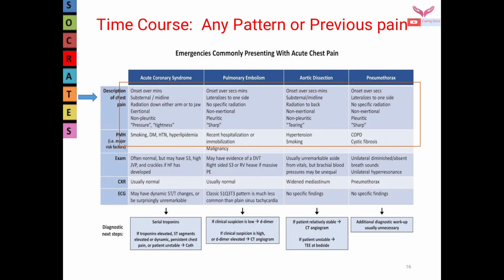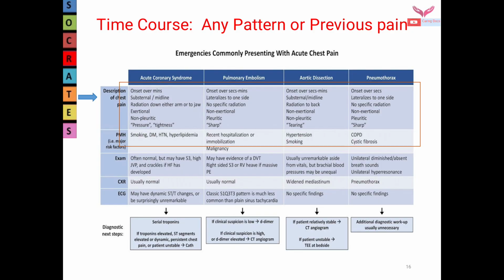The pain of pulmonary embolism, I have already discussed. Pleuritic sharp type of pain, onset over seconds or minutes. Patient will have history of recent hospitalization, immobilization or malignancy. May have evidence of DVT, right-sided S3 or right ventricular heave. If there is massive pulmonary embolism, chest X-ray usually normal.